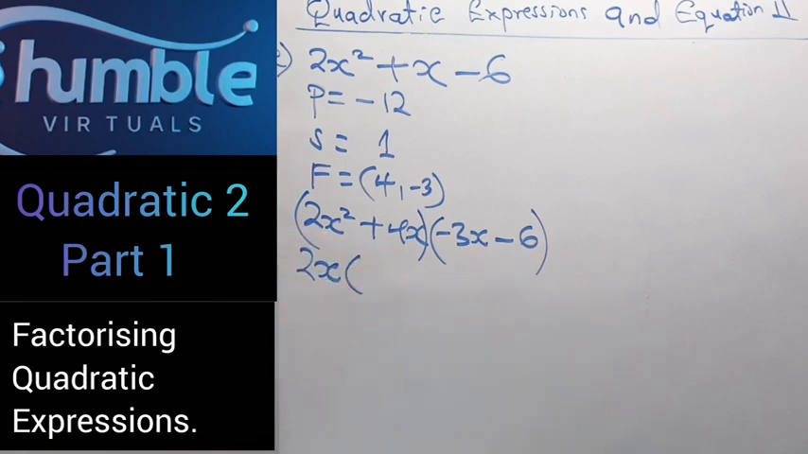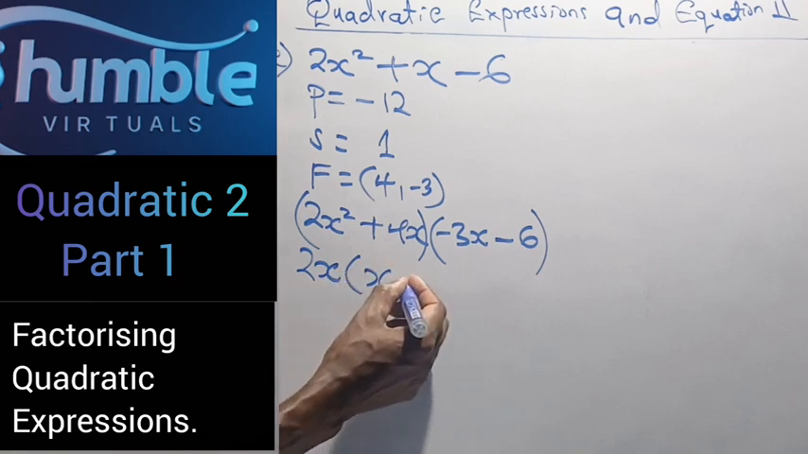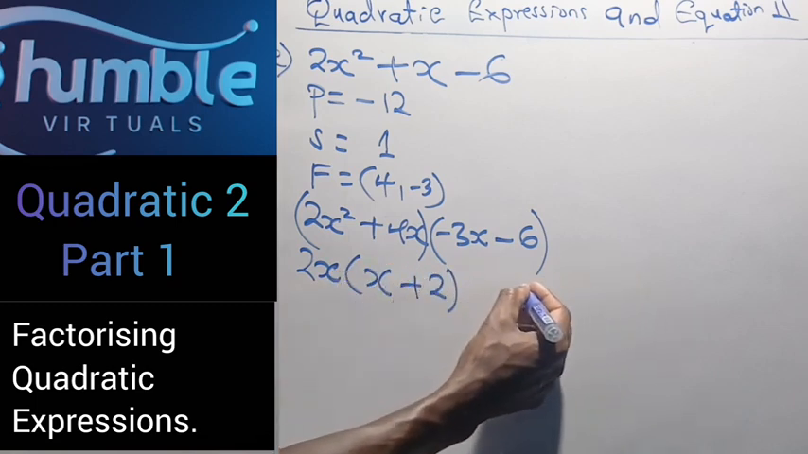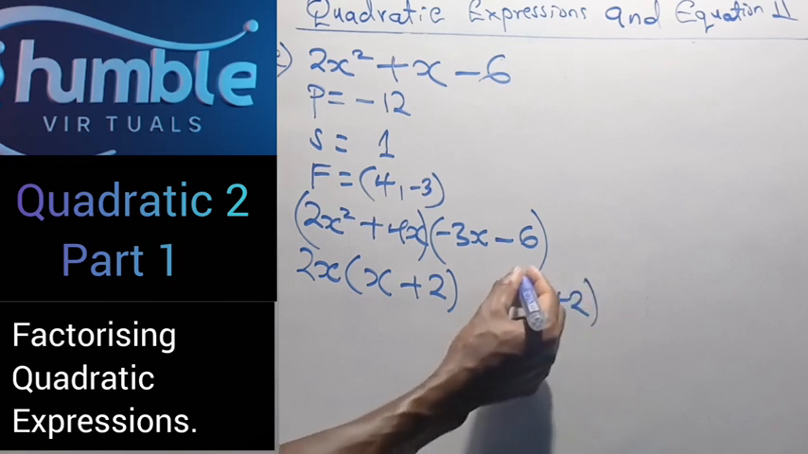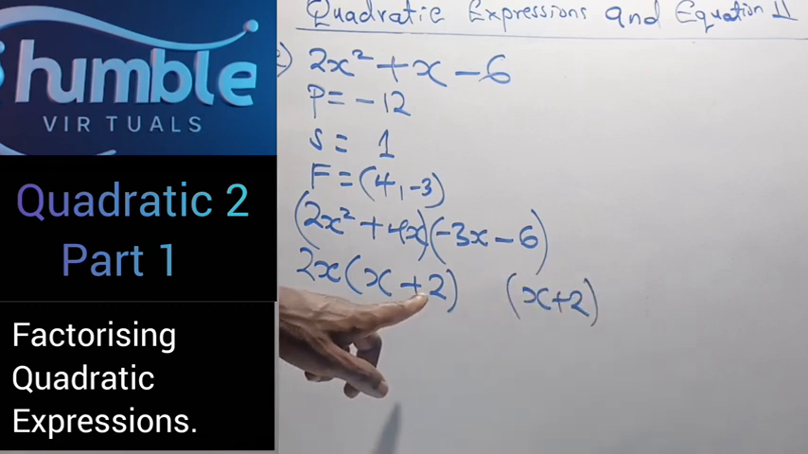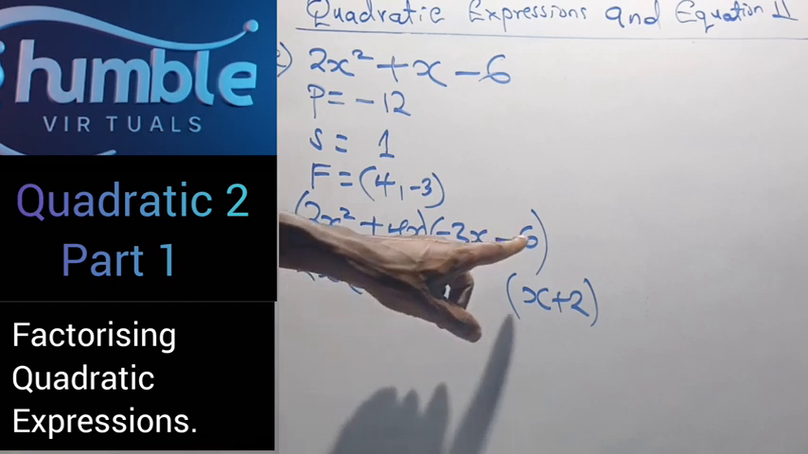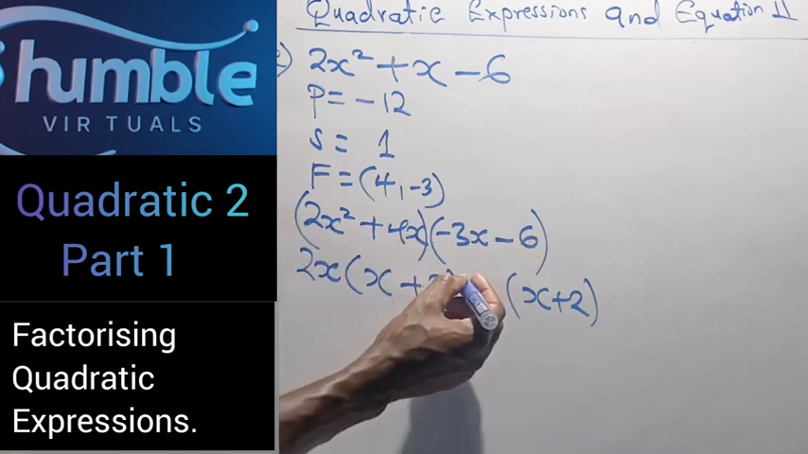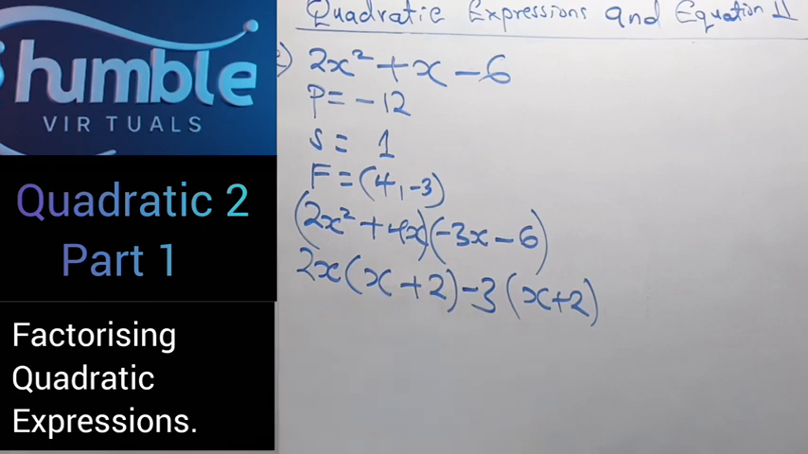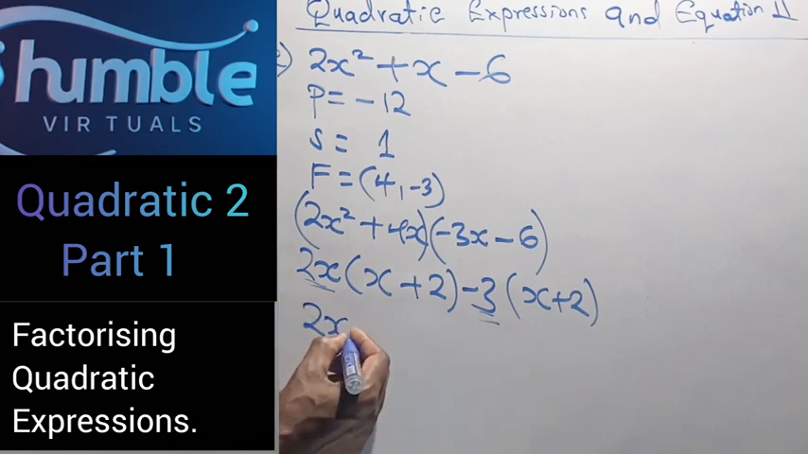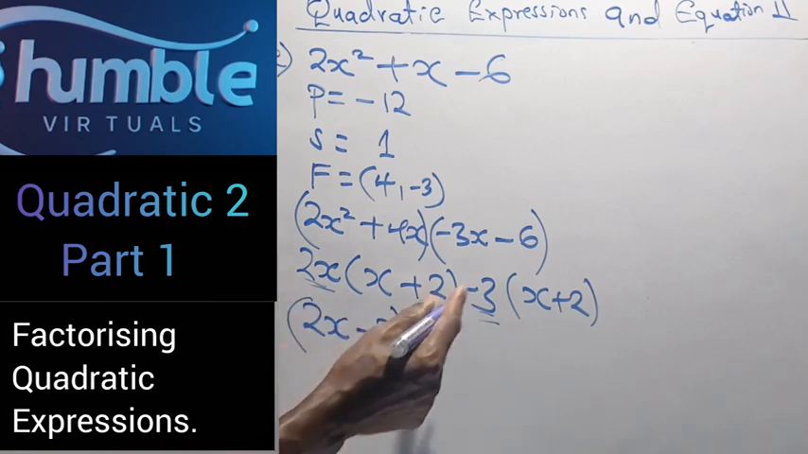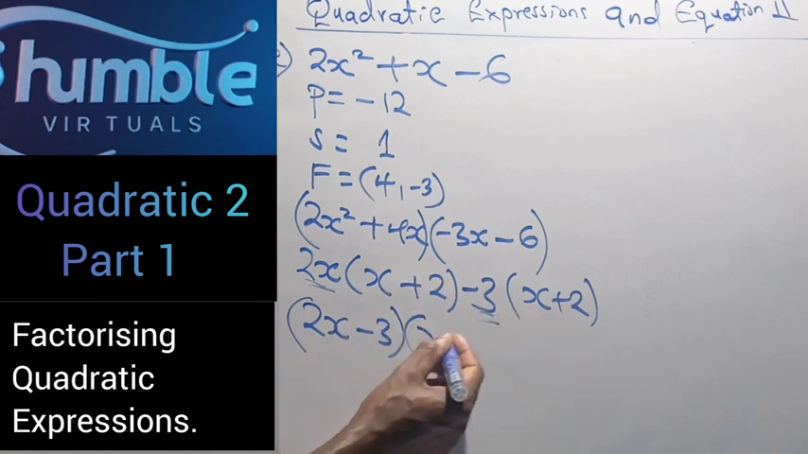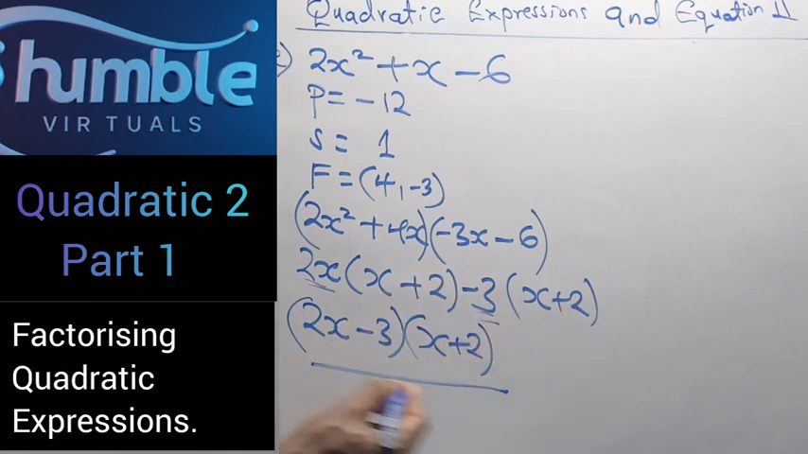In the first bracket is 2x, so it will be 2x into x plus 2. So the other side will also have x plus 2. So what is common between negative 3 and negative 6? Negative 3 is common. So therefore, we shall now put the numbers outside the bracket in one bracket. So we shall have 2x minus 3, and then multiply by one of the brackets here, x plus 2. And this becomes the final answer.